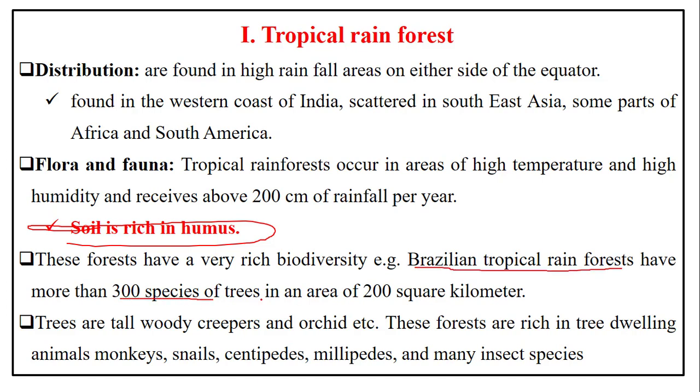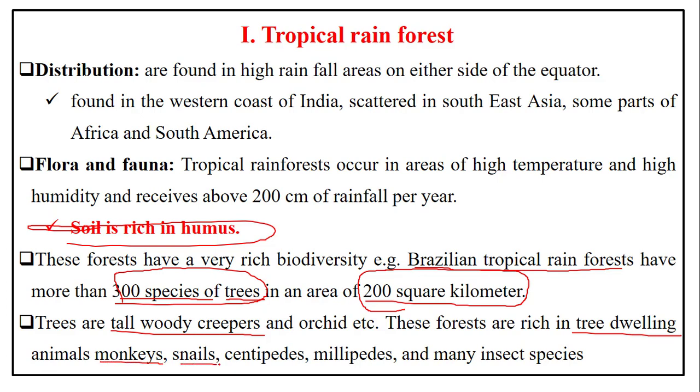When we are talking about flora, we are talking about trees, right, or plants. Therefore, more than 300 species of trees in the Brazilian tropical forest exist in an area of 200 square kilometers. Trees are tall. They are tall, woody, creepers and orchids. These forests are rich in tree dwelling animals like monkeys, snails, centipedes, millipedes and many insects. So those are the fauna.